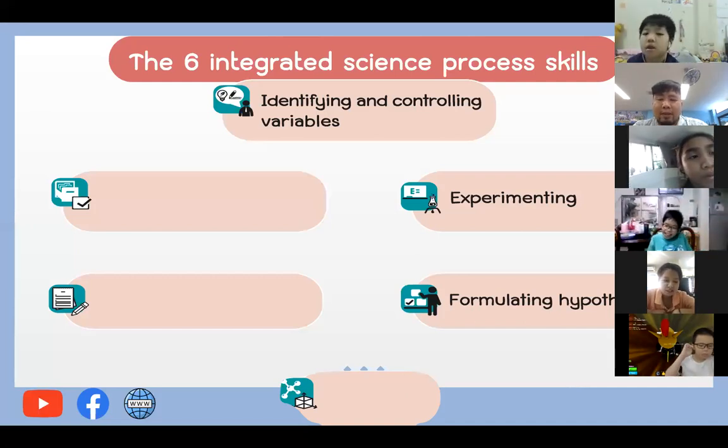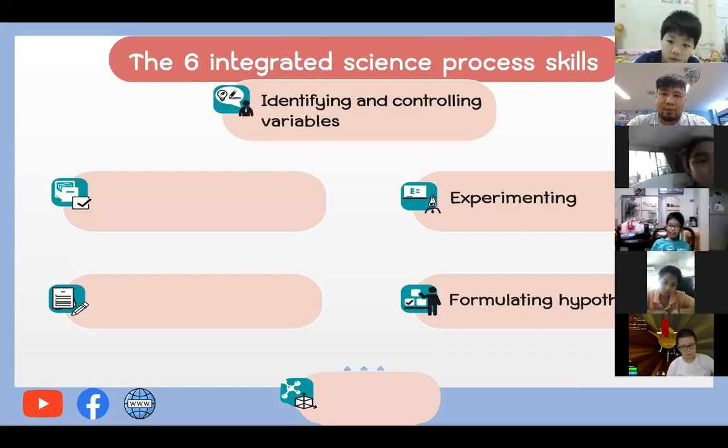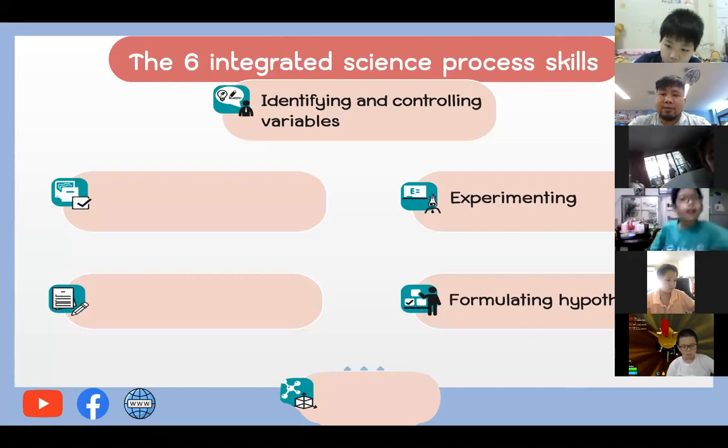So in formulating hypothesis, what is hypothesis again? From the first discussion that we had, what is hypothesis? Hypothesis is the one that we're going to guess, but the answer is not yet 100%. You are merely guessing the answer from the questions that you have. So you formulate a guess answer, formulating hypothesis.